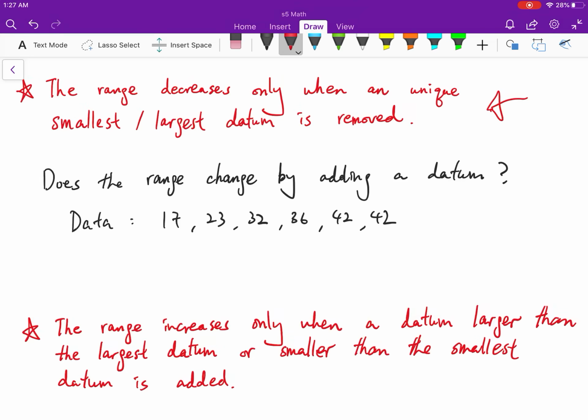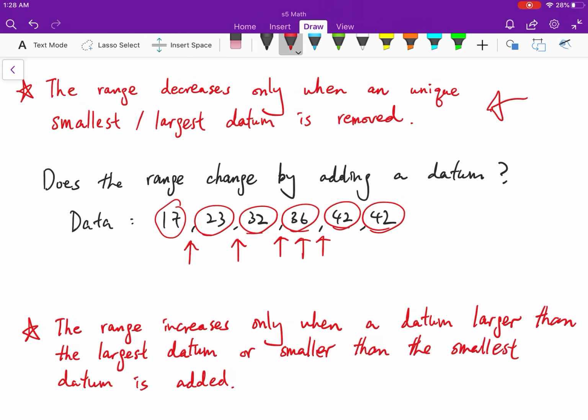So let's go to the next part. Does the range change by adding a datum? Again, we use this set of data. Imagine when you add values into this, then it will not affect the maximum or minimum. So the range will not change if you add some values between the smallest and the largest.